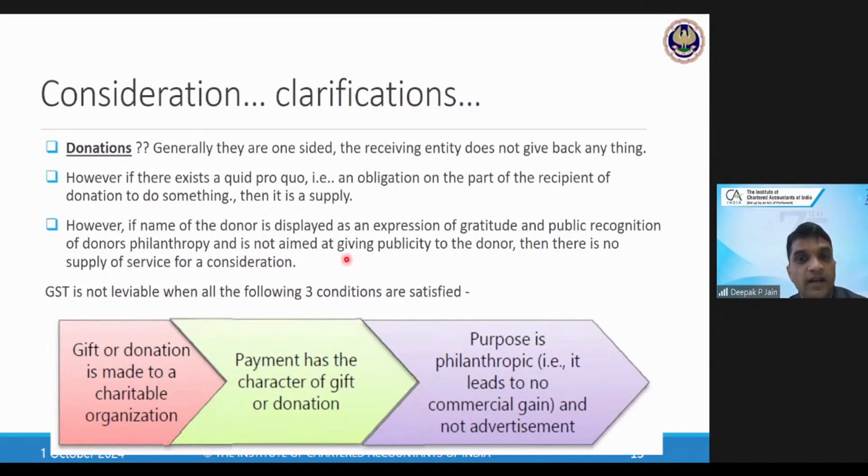फिलैंथ्रोपिक का मतलब सिंपल है. हमने यहाँ पे भी बताया that it leads to no commercial gain. कुछ भी कमर्शियल गेन की एक्सपेक्टेशन नहीं है, उसे कहते हैं फिलैंथ्रोपिक.